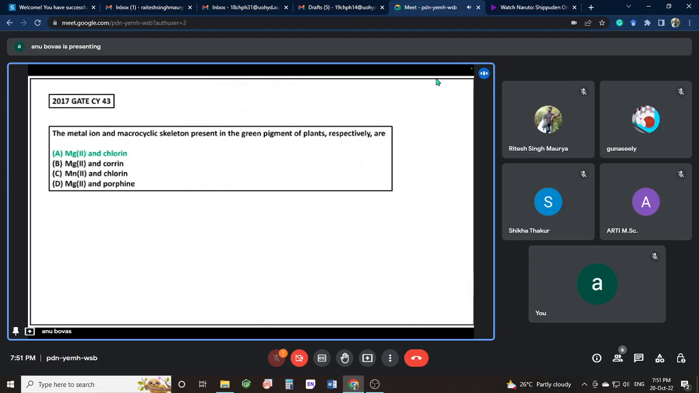The question was: the metal ion and the macrocyclic skeleton present in the green pigments of plants, respectively, are? The green pigment means chlorophyll. So the metal ion, we have seen, is magnesium, present in +2 oxidation state, and the macrocyclic skeleton present is the chlorin ring system. This is the answer for this question.